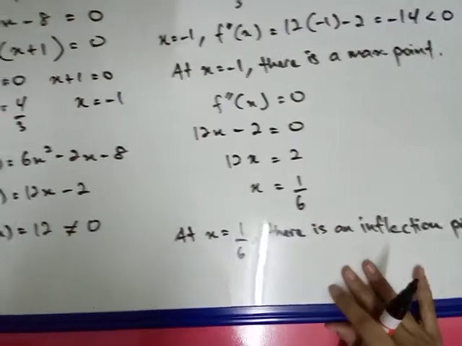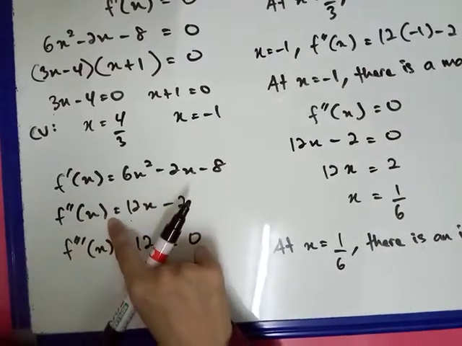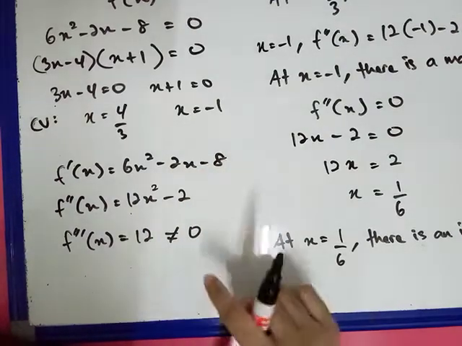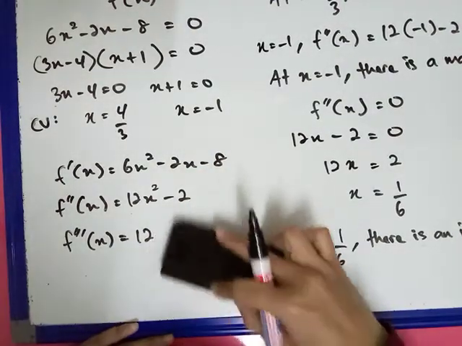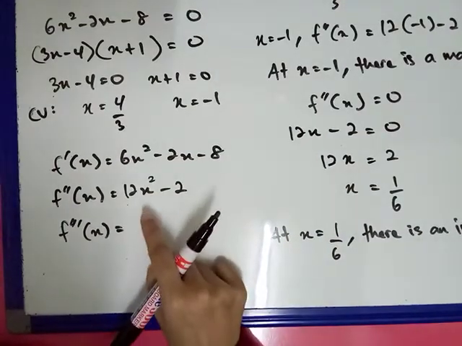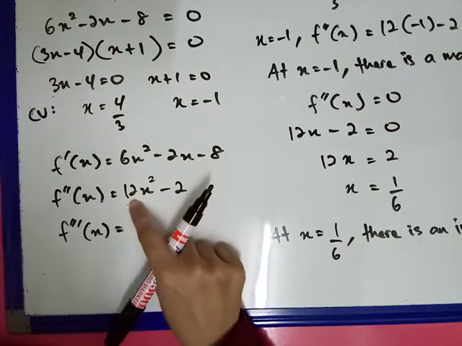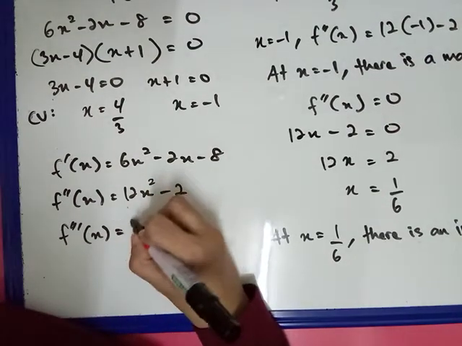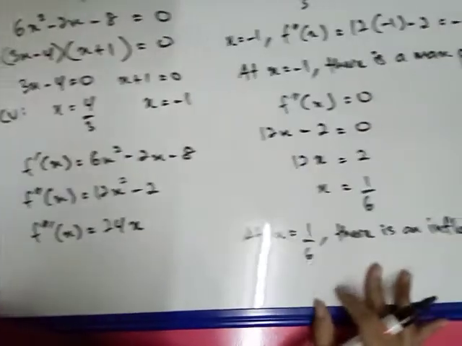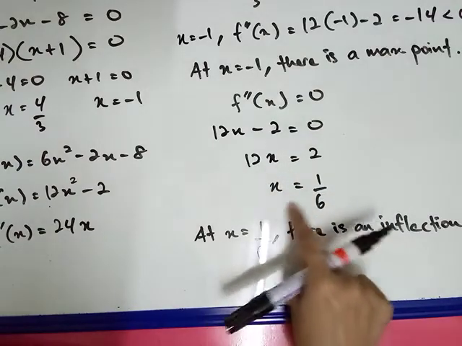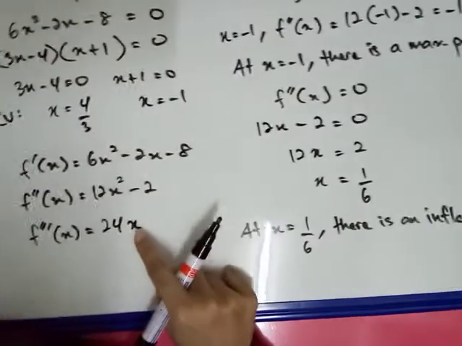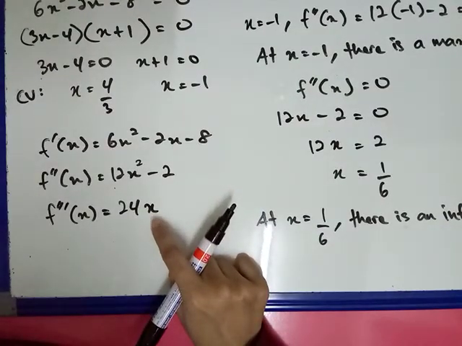What if from the second derivative we have a square here? What if there is a square on x? This is an example. To differentiate to get the third derivative, differentiate 12x square, you get 24x, right? So how to do with x? We know from the second derivative that x is 1/6, and then you need to substitute 1/6 into the third derivative.